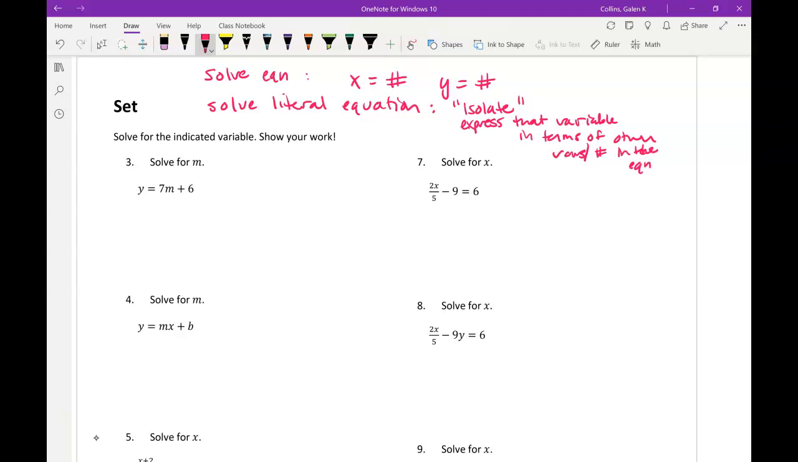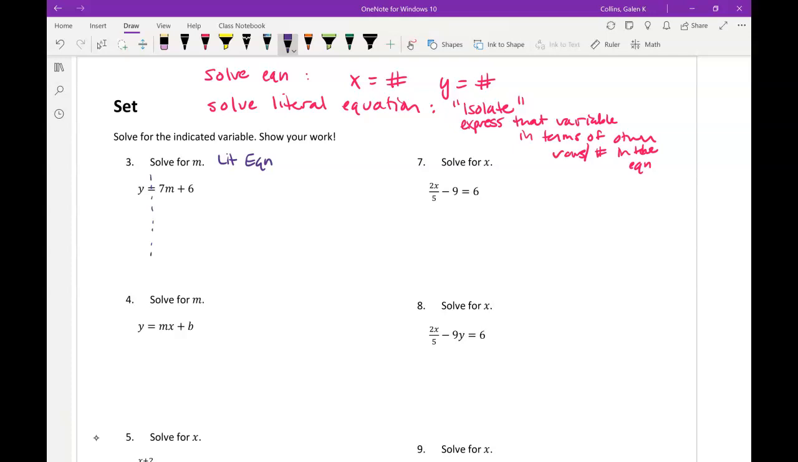Okay, so in number 3, if we solve for m, I notice there's also a y in my equation, so this is a literal equation. I'll do all the literal equations in purple, and I'll do the other ones in a different color so they'll stand out to us. So if I solve this for m, that just means I want to isolate m. So I want to start by undoing what's been done to m.